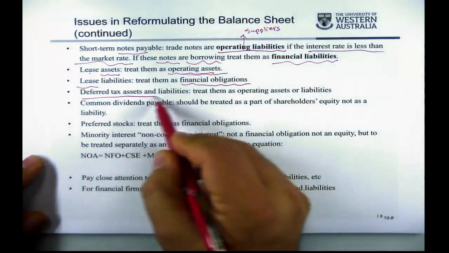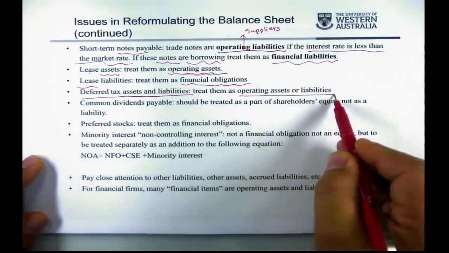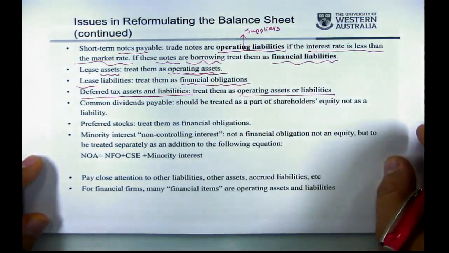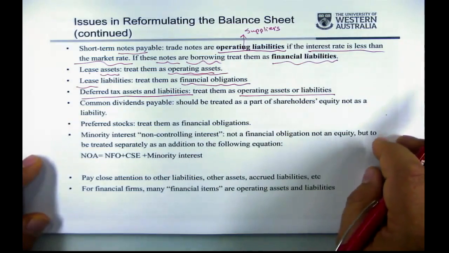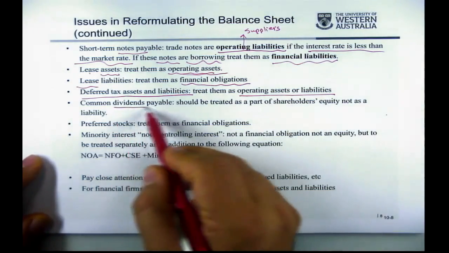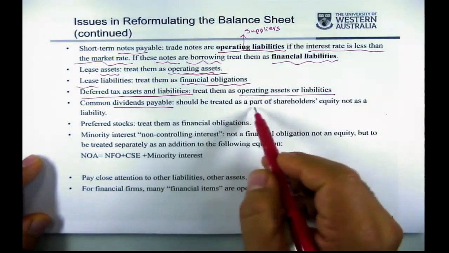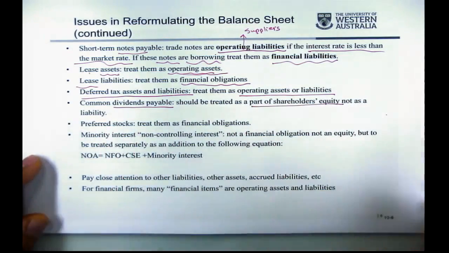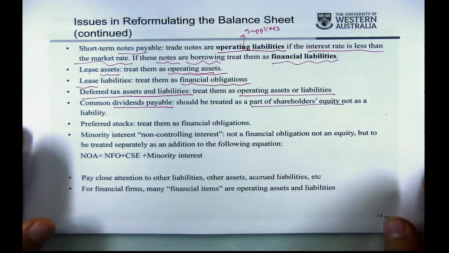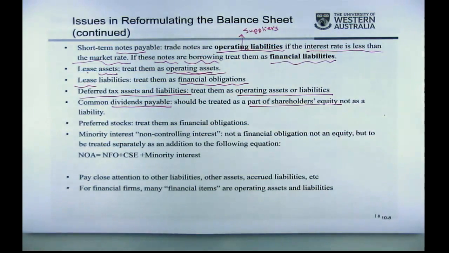Deferred tax assets and liabilities, straightforward, operating. If it is an asset, it is an operating asset. If it is a liability, it is an operating liability. Common dividends payable should be treated as part of shareholders' equity. It is not a liability. It should be removed from the liabilities side and added to the beginning or closing balance of equity, as we did last week. You remember what we did last week? Okay, beautiful.